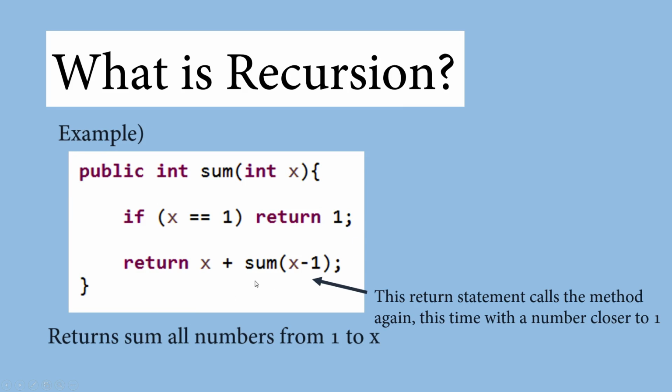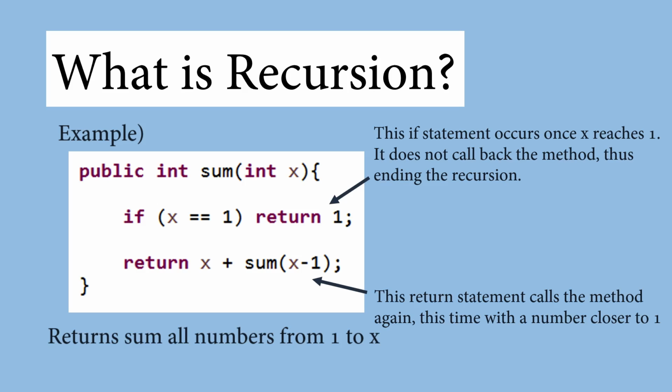Right here, this return statement, this is what defines sum as a recursive method. It's because the method sum calls itself in its body. You'll see sum right here, and you'll see sum right here. Sum calls itself, and then this sum will also call itself, and it's going to keep calling it, and that's why we have a base case right here.